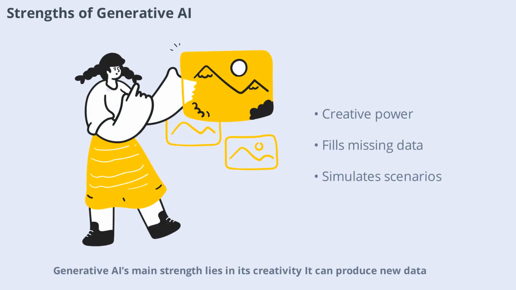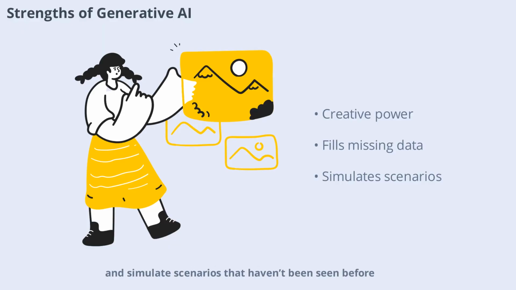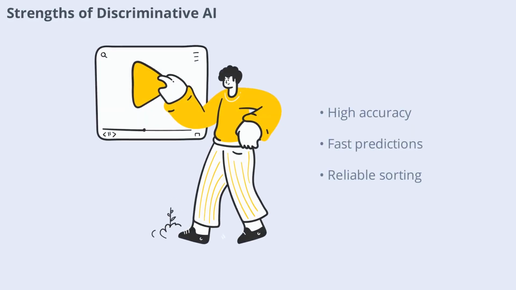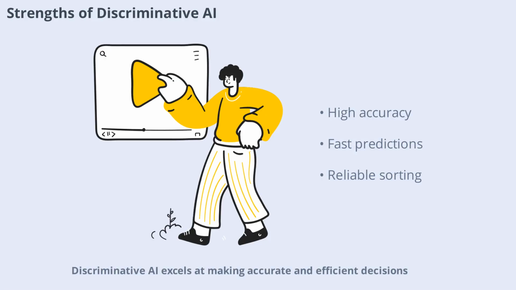Generative AI's main strength lies in its creativity. It can produce new data, fill in missing information, and simulate scenarios that haven't been seen before. This makes it especially useful in fields like design, entertainment, and research, where the ability to generate new ideas is highly valued.